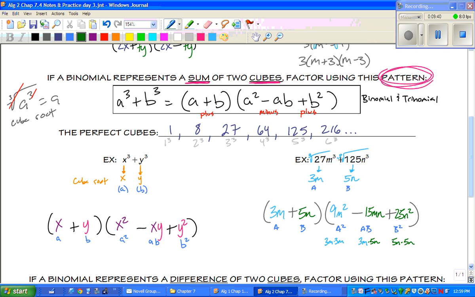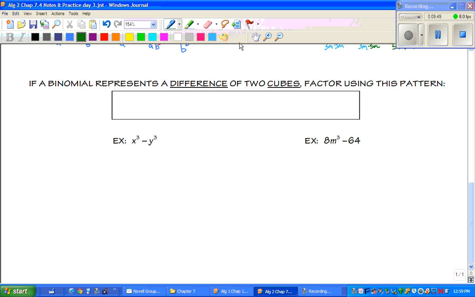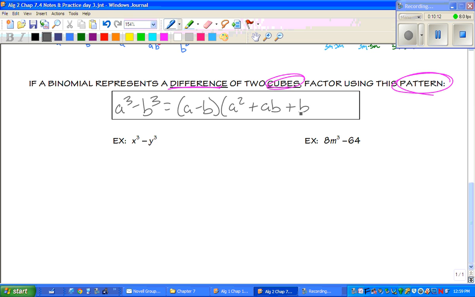Now, I know this might seem complicated at first, but it's just a pattern. The more we get used to it, the easier it's going to be. Okay? Now, if a binomial represents a difference of two cubes, then we're going to use this pattern. Okay? So if it's a cubed minus b cubed, it's going to be a minus b, and then a squared plus ab plus b squared. Okay, so the letters are all the same, it's just the signs are different. So that's all we got to be careful with.